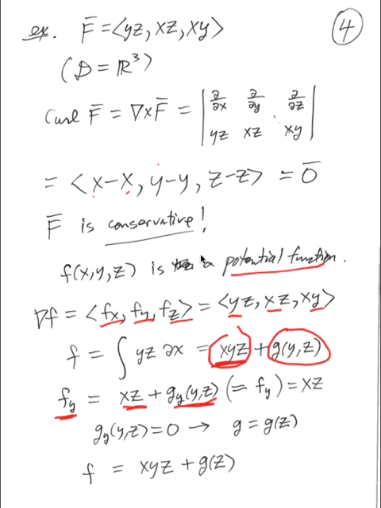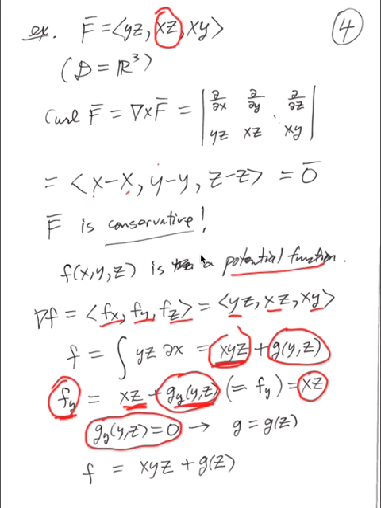Okay, but wait a minute. What is f sub y supposed to be? F sub y is supposed to be that component, xz. So I've got xz plus g sub y is xz. What does that imply about g sub y? That means it's got to be 0, right? That's got to be 0. What does that imply about g itself?